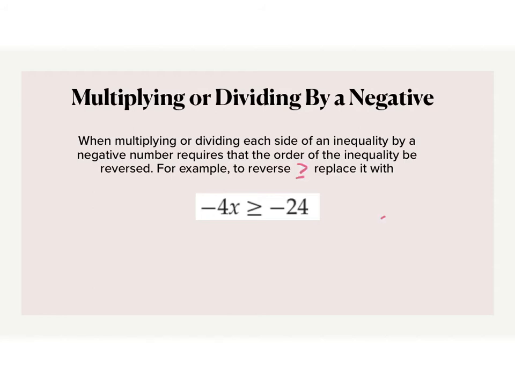It's greater than or equal to right now, and we are going to change it to less than or equal to. So when we divide by a negative number, we need to flip our sign. And then what's negative 24 divided by negative 4? 6. Perfect. So our answer here would be x is less than or equal to 6.